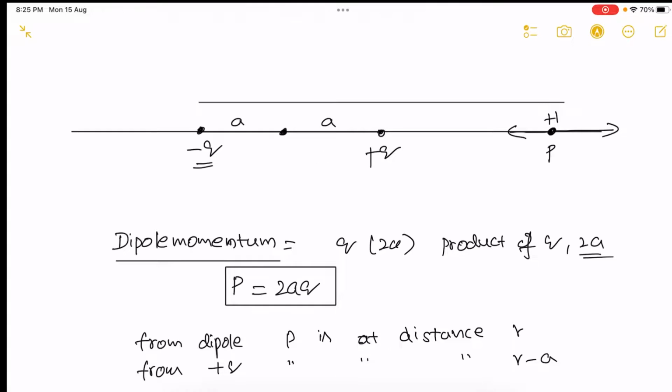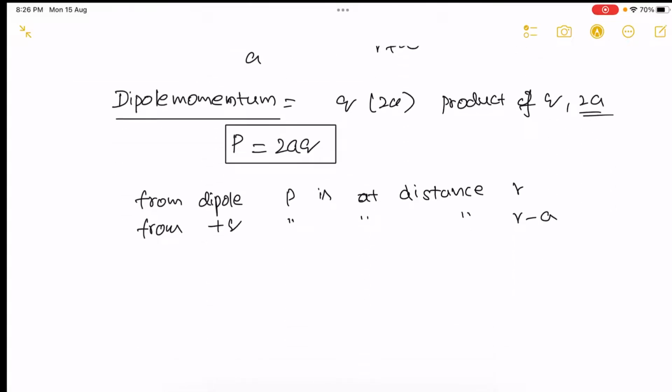From the dipole, point P is at a distance r. Again, this distance is a. So if we add these two distances, we get the distance from minus q to P, that is r plus a. So from minus q, P is at a distance r plus a.